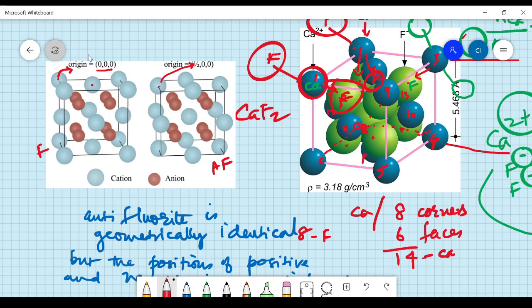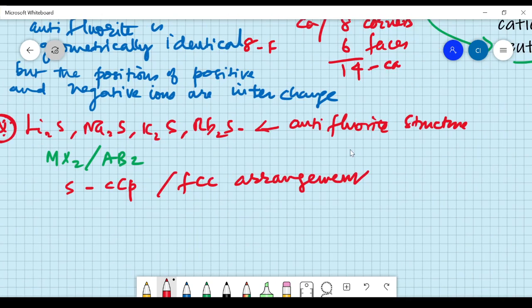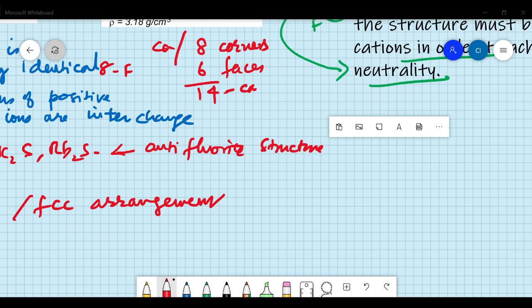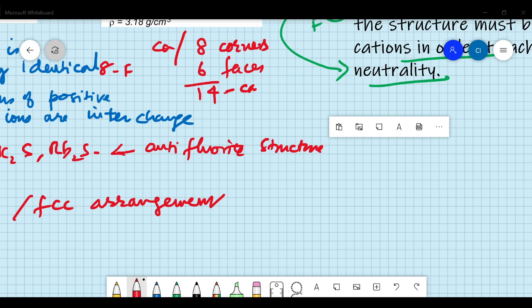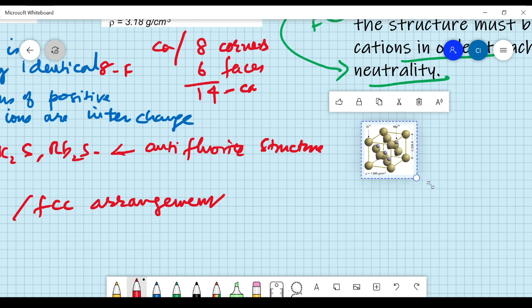So this is a structure that gives you enough sites to occupy when there is a change in the cationic size. So let us look into the structure of that again. I'm just going to import another structure there. Each metal atom is surrounded by 4 sulfur atoms tetrahedrally. So here is this one, the anti-fluorite structure.